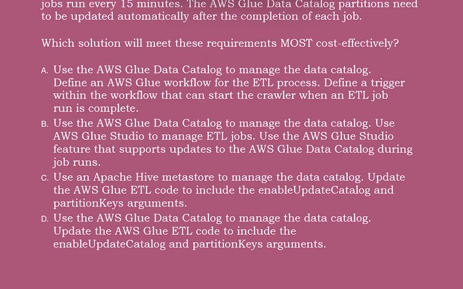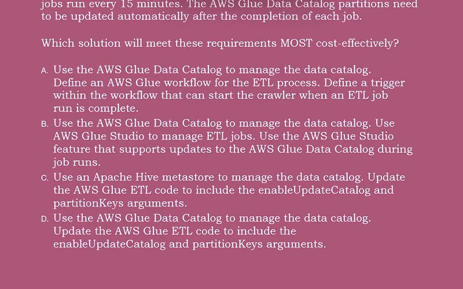Option A. Use the AWS Glue data catalog to manage the data catalog. Define an AWS Glue workflow for the ETL process. Define a trigger within the workflow that can start the crawler when an ETL job run is complete. Option B. Use the AWS Glue data catalog to manage the data catalog. Use AWS Glue Studio to manage ETL jobs. Use the AWS Glue Studio feature that supports updates to the AWS Glue data catalog during job runs.